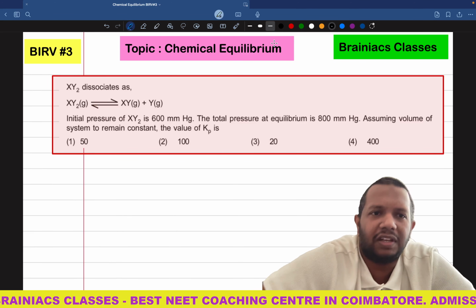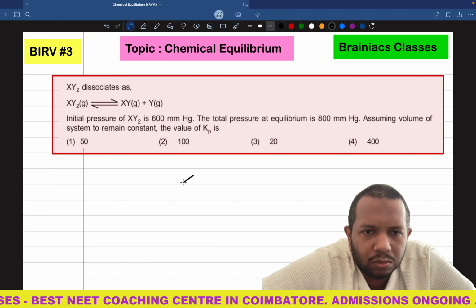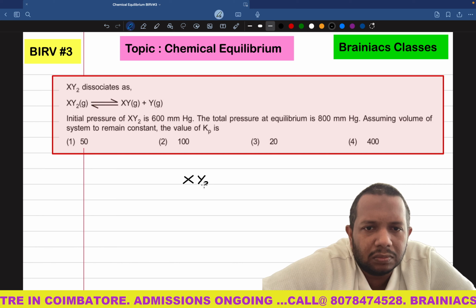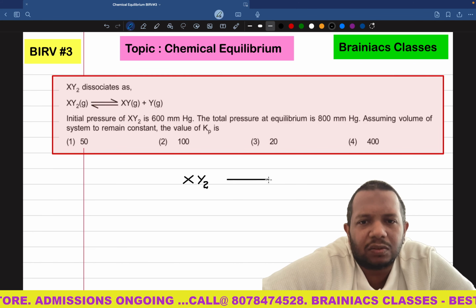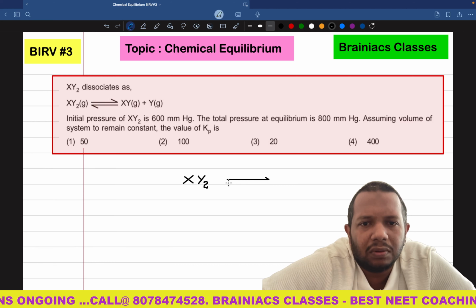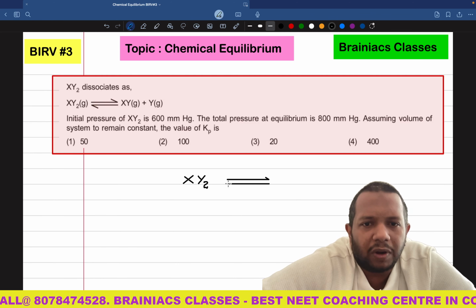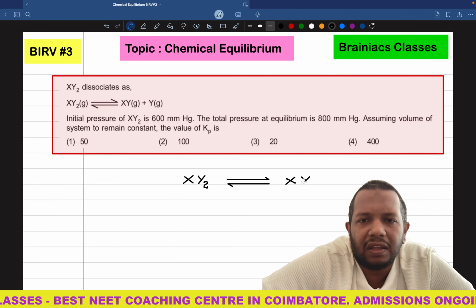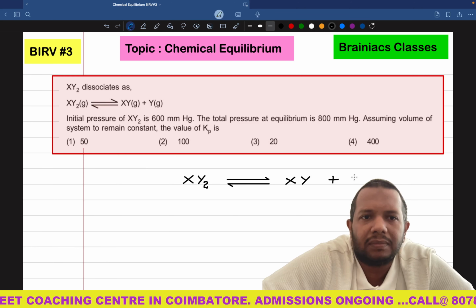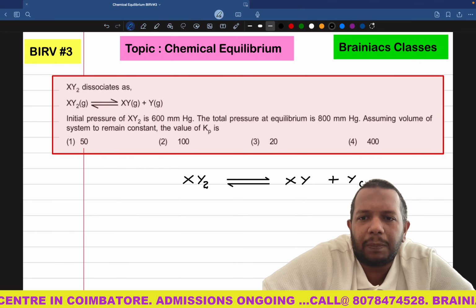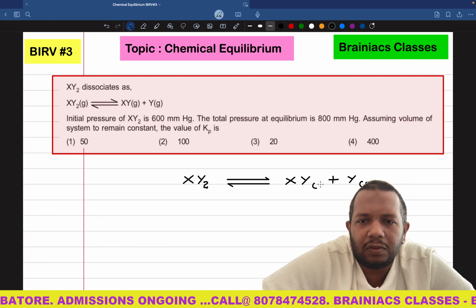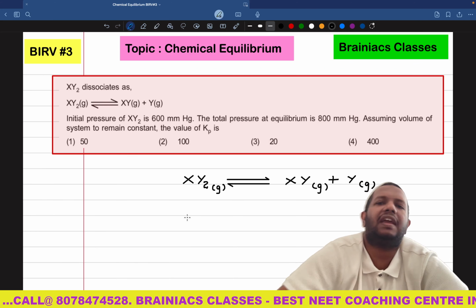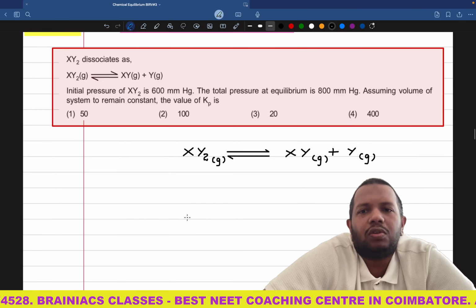So let us try to write the question again. You have XY2. The reaction is XY2 getting converted to XY and Y. Here please remember, it is a gas. This is also a gas, and all are gases. So all these will come in our Kp expression. Now how to solve this question?